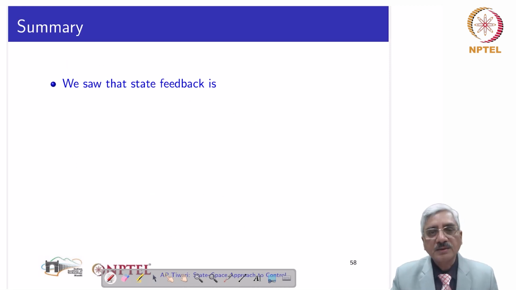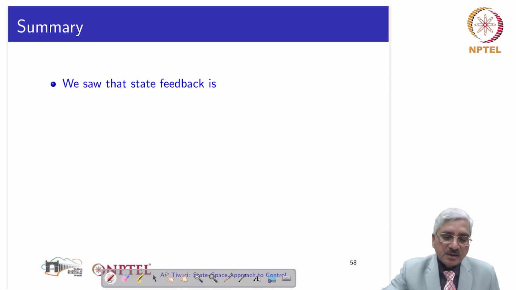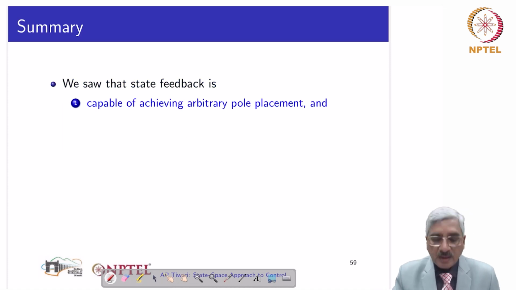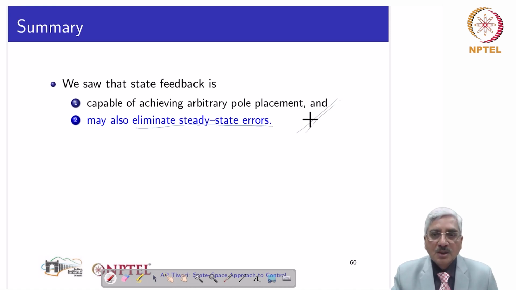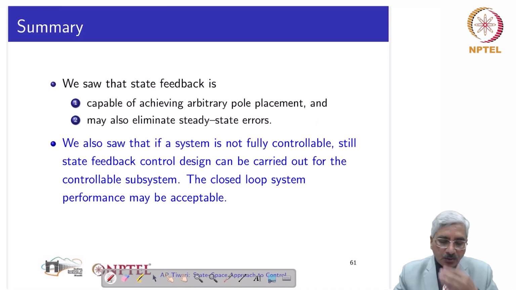We summarize this part of the lecture also. We have seen that state feedback is capable of achieving arbitrary pole placement, and it may also eliminate steady state errors if the control gains are chosen so as to eliminate the errors. And of course the numerator or the zeros of the system also should be there. There must be some finite zeros in the system. So steady state errors can be eliminated.